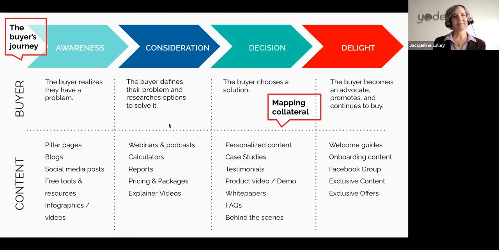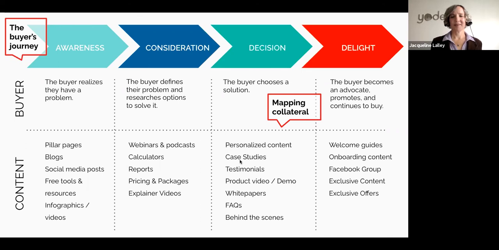They then are defining their problem, researching it, learning more about it and how to solve it. They're in the decision phase, they're choosing a solution. They're saying, oh, this is what needs to happen. And then in delight, they're becoming an advocate, promoting, continuing to participate in your training, for example. And then down here, we have the types of content.